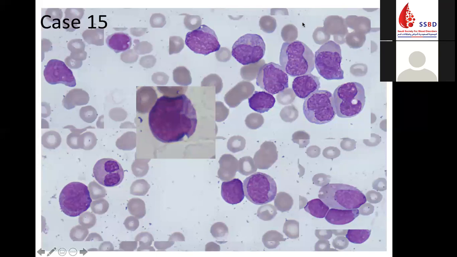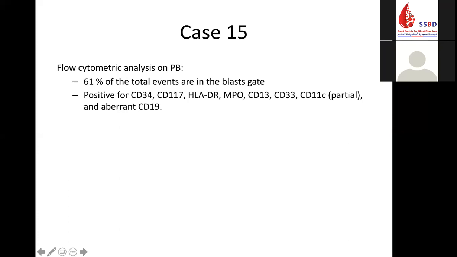So let's have a look at the flow result. Of course, having these cells within our gate, these are myeloblasts. Very nice myeloblasts. But these small lymphocytes could be lymphoblasts, yes, but with the maturation mainly toward granulocytes, you would think that this is more into myeloid leukemia. So the flow cytometry detected 61% events in the blast gate, positive for CD34, CD117, HLA-DR, MPO, CD13, CD33, CD11c, and aberrant expression of CD19.